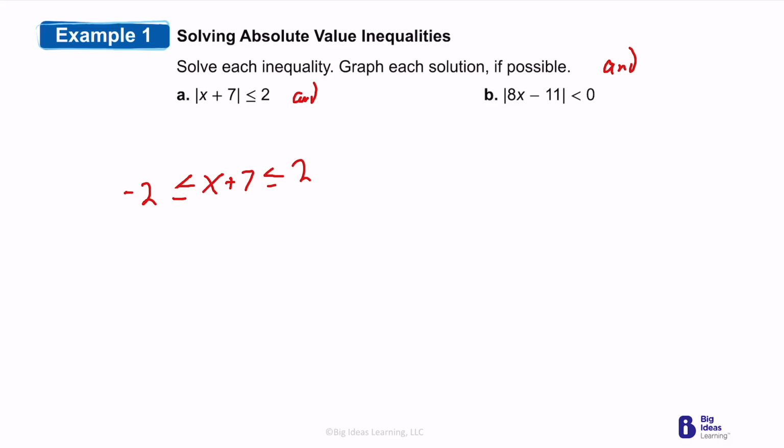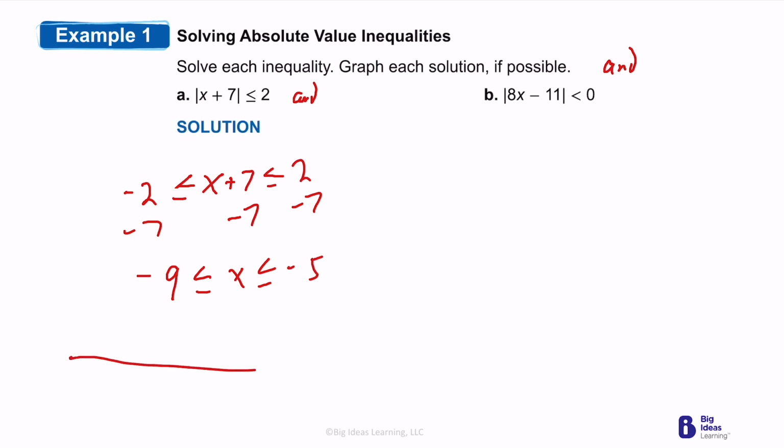And you're going to solve this the same way you did with the equations. So I'm going to subtract 7 from everything. So negative 9 less than or equal to x less than or equal to negative 5. Then to graph that, number line, there's 0. Negative 5 is here, negative 9 is here. These are both filled in circles, and it's shaded in between them, just like that.